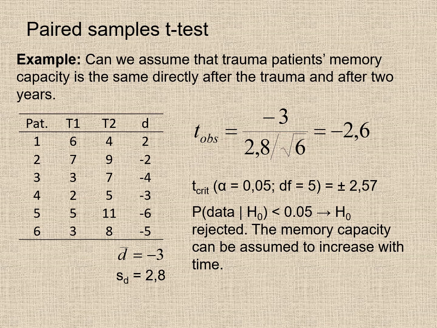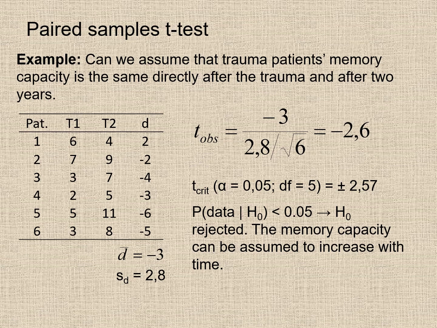So, as an example of a paired samples t-test, imagine that we have six trauma patients. We measure the working memory capacity directly after the trauma and after 2 years. So T1, time 1, directly after the trauma, and T2 after 2 years. So at T1, we get values 6, 7, 3, and so on. And at T2, for the same 6 patients, we get values 4, 9, 7, and so on.